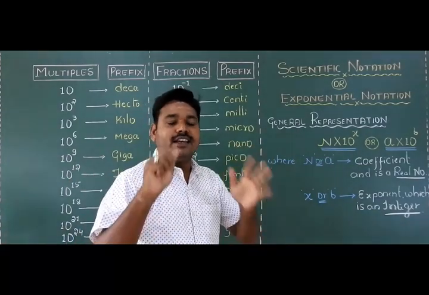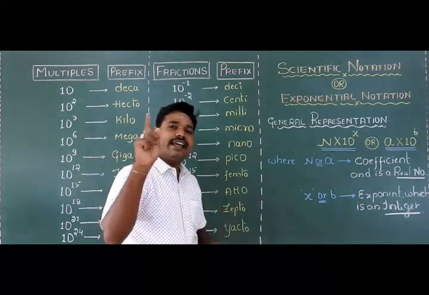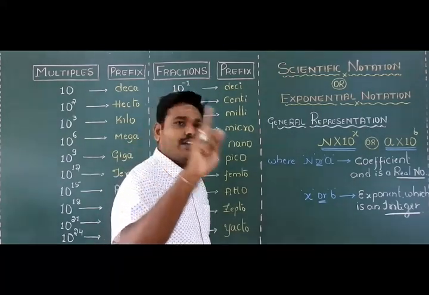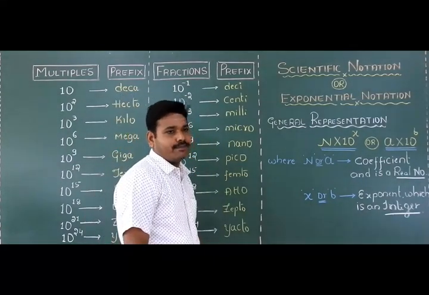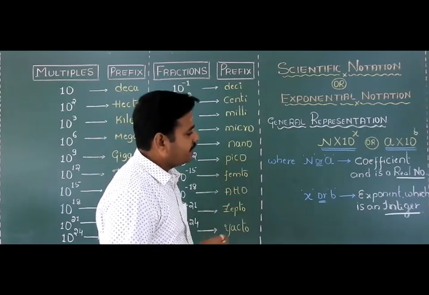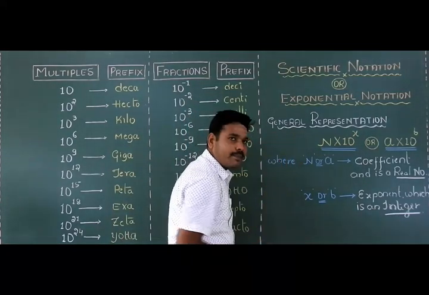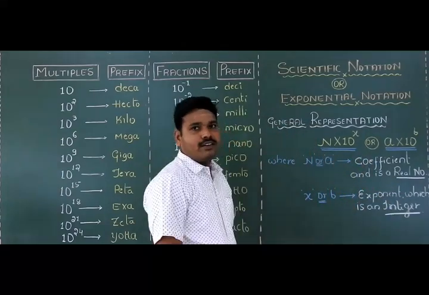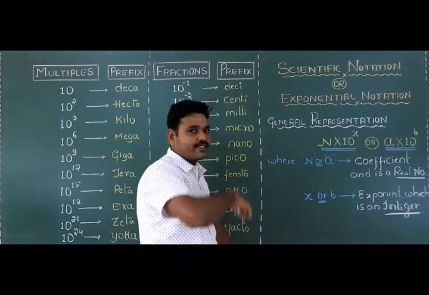So always, while writing the exponential notation for a given number, count the number of digits and then shift the decimal point. With the help of this point, here in case of exponent, you already know the term. In this general representation, this x indicates exponent which is an integer. That small b indicates exponent which is an integer, students.